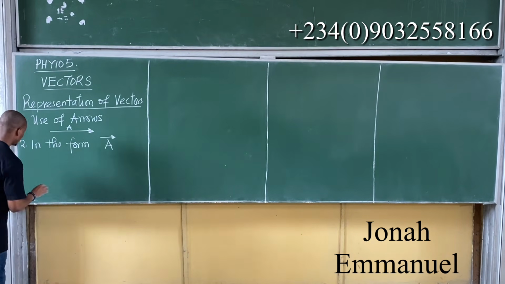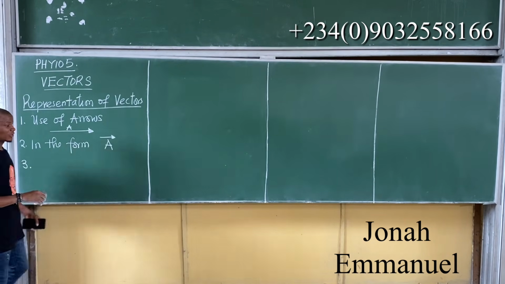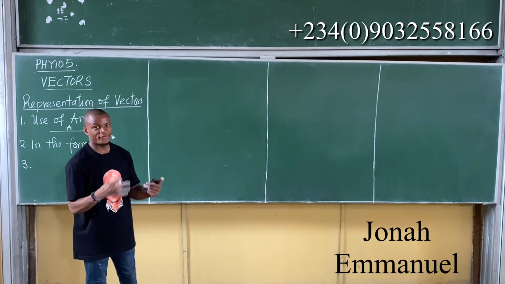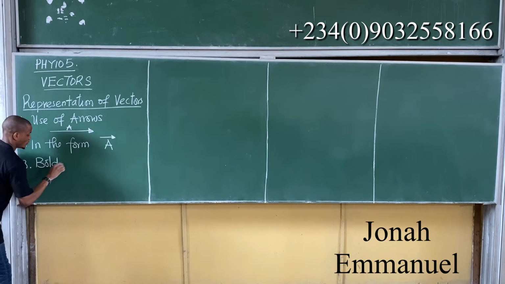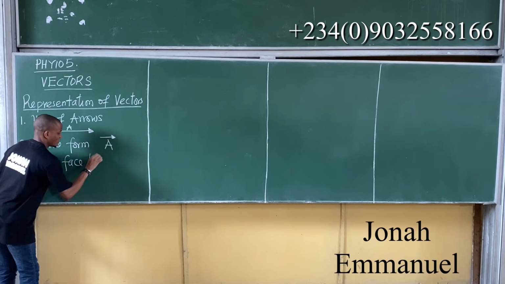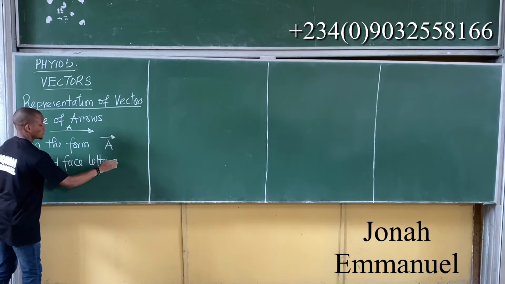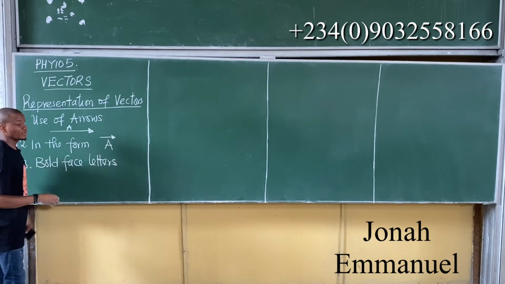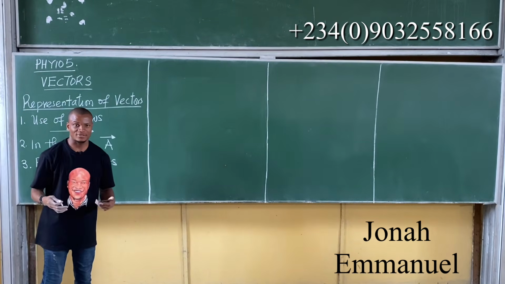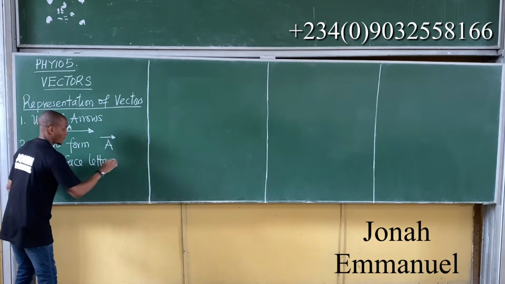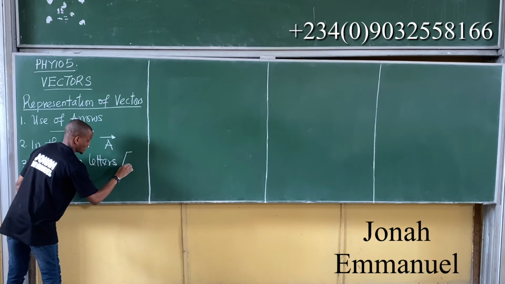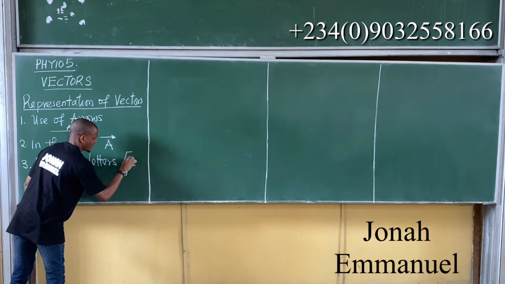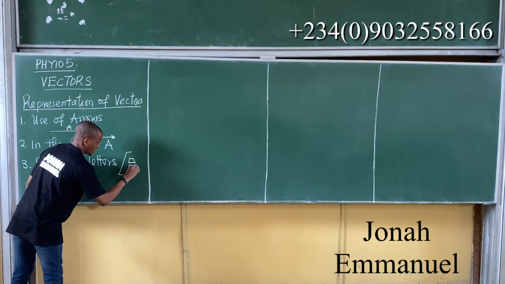The third way of representing a vector is the use of bold-faced letters. This is used majorly in scientific texts, textbooks and what have you. So the use of bold-faced letters or bold-faced text can also be used to represent vectors. So something of this nature.